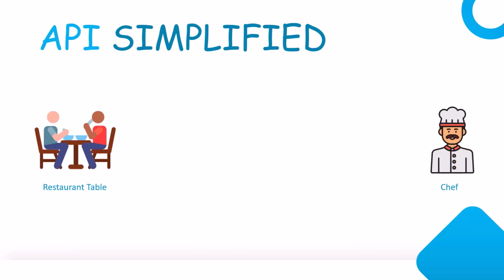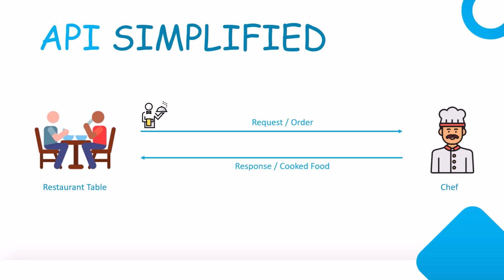Let me simplify that by going to a real-world scenario. Let's say we go to a restaurant and we have menu on the table. And after a lot of thinking, we finalize on what to order. Chef is also ready to start cooking. But the missing link here is to tell chef on what we want.